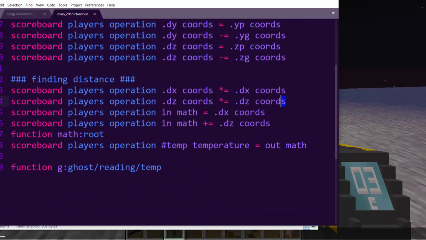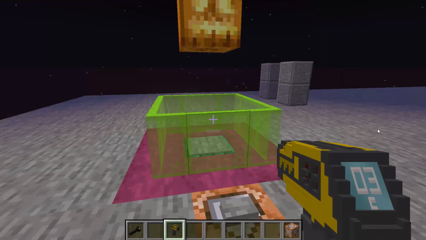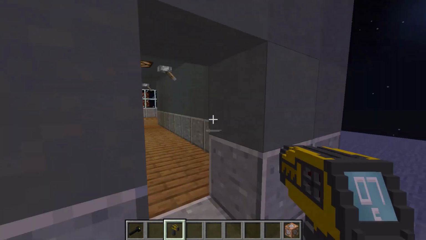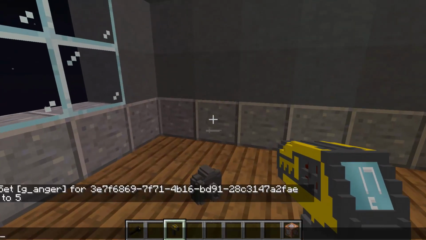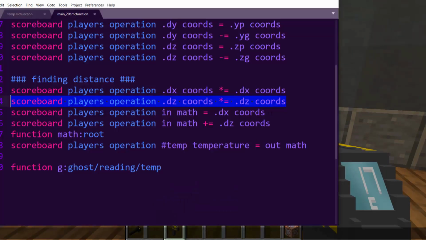Then I do the distance formula, which is x squared plus z squared, square rooted. So I do dx squared plus dz squared. I don't care about y because y is just going to be used to determine if you're technically on the same floor as the ghost. You don't want it picking up the ghost from underneath a floor, as that might be confusing. Then we feed that into inmath, and we feed this into inmath. So this is your x squared, here's your z squared, and here's your x plus z.